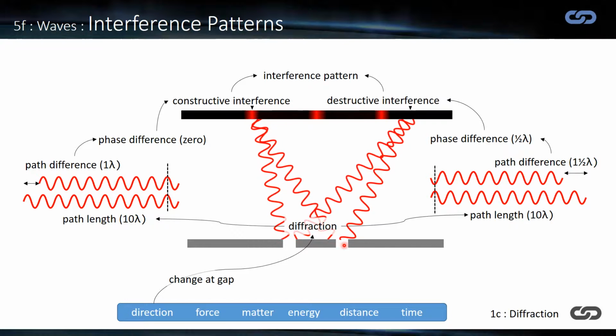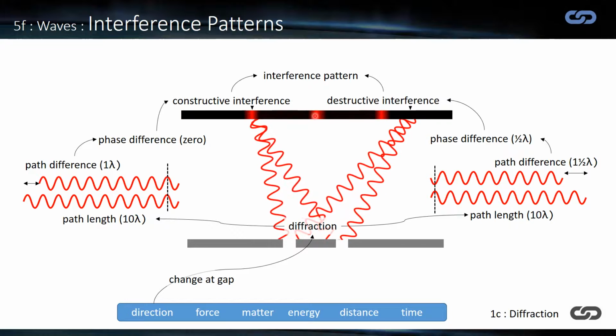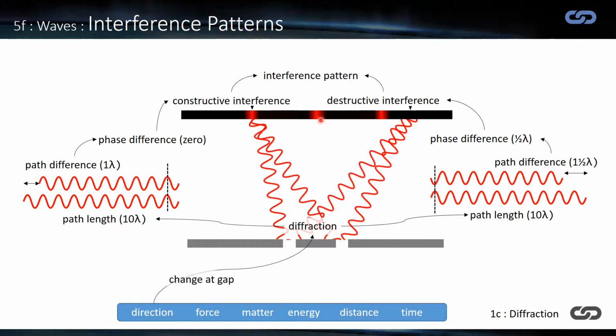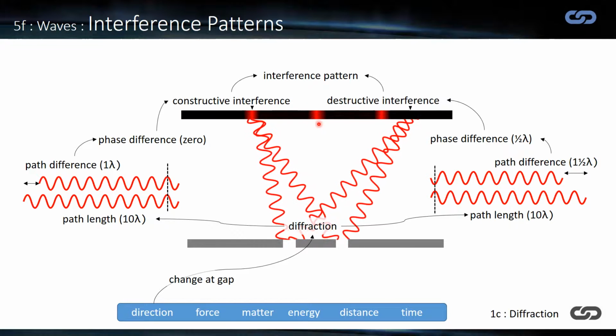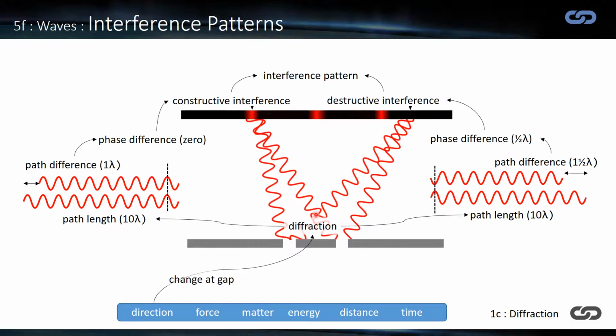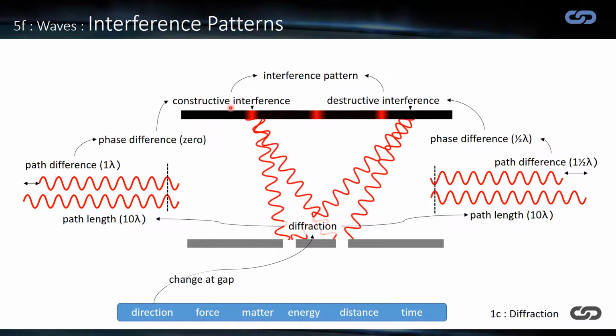Now if they arrive in the middle here together, or if we consider this middle point, we can see that the distance is going to be exactly the same. So from here and from here to here is going to be the same. So that means these waves are going to arrive in phase, and we get a constructive point here, so they reinforce each other. Now over here we have another constructive point.